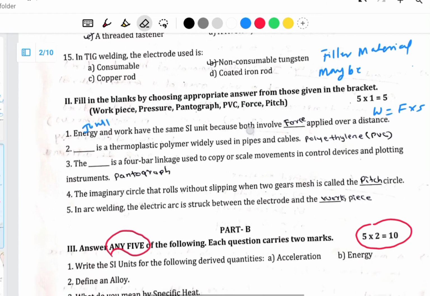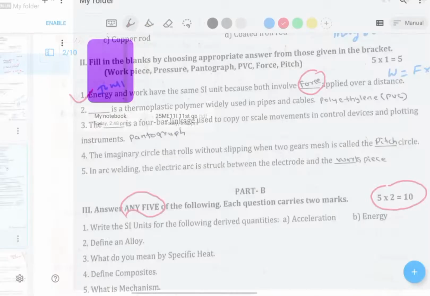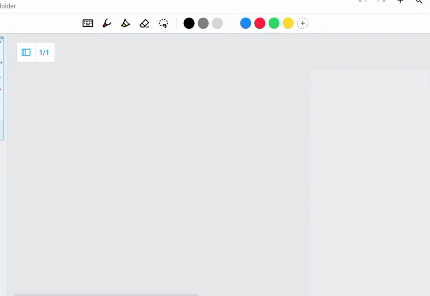Okay. Next we are going to see the fill in the blanks in this question paper. So first one, let us see. Energy and work have the same SI unit because both involve force. So the correct answer is a force applied over a distance. Because both, you can see here.